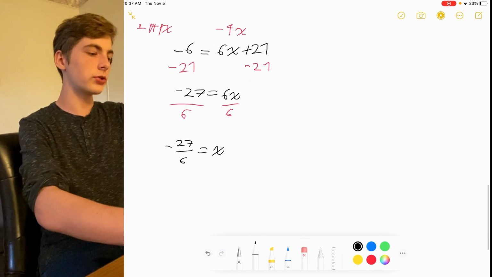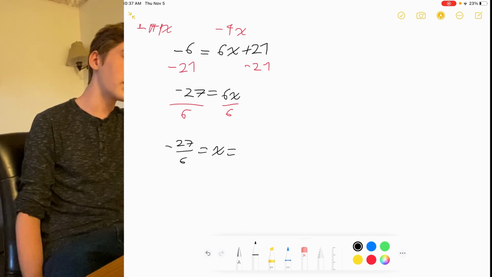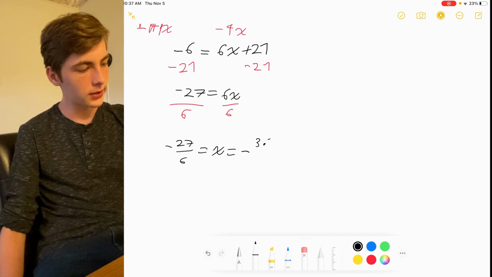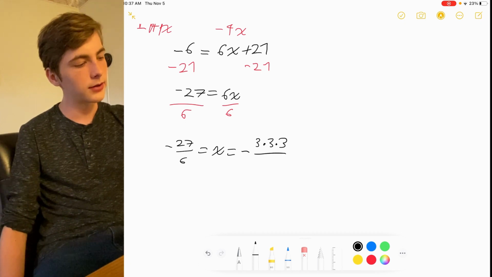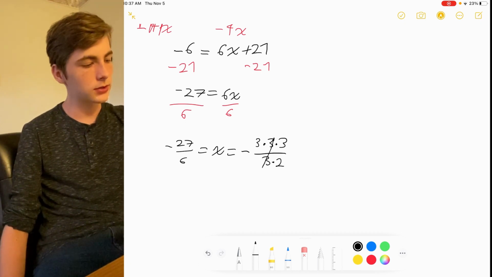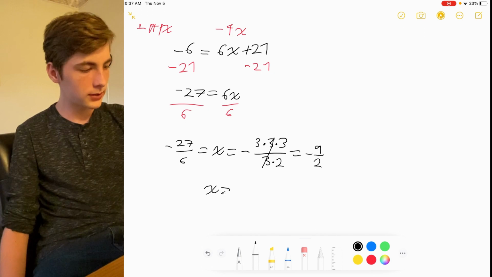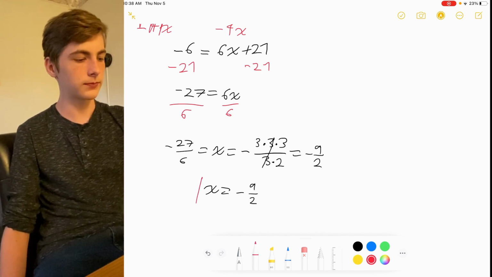And I'm going to take it just a little bit farther because we can actually simplify that fraction. So this is actually the same as negative 3 times 3 times 3 divided by 3 times 2. 2 of those 3's will cancel, and so now we'll get negative 9 halves. So in other words, our final answer is x equals negative 9 halves.